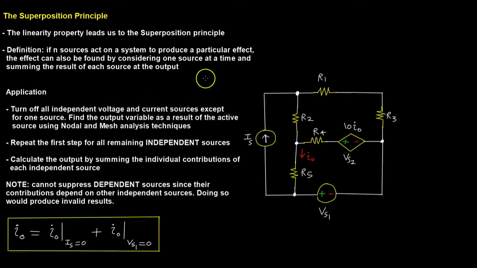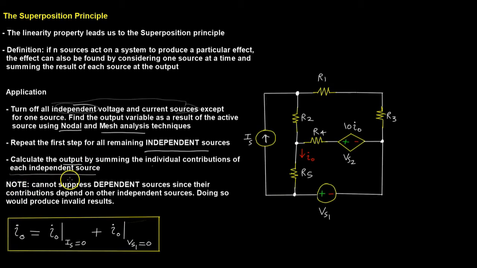So how would you actually apply this to, let's say, this circuit? What you would do is you would turn off all independent voltage and current sources. The keyword is independent. Except for one of the sources, so either current or voltage sources that remain, you want to just keep one on at a time. You want to find the output variable, whether it's current or voltage, as a result of that active source, using the nodal or mesh analysis techniques that we've learned and discussed many times. Then we want to repeat that first step for every single remaining independent source. And once we've done that, we can then calculate the output variable by summing the individual contributions of each independent source. We're going to look at examples, so don't worry if you don't fully get this yet.